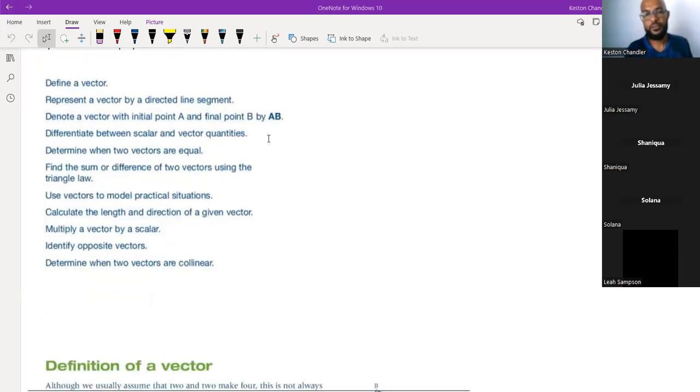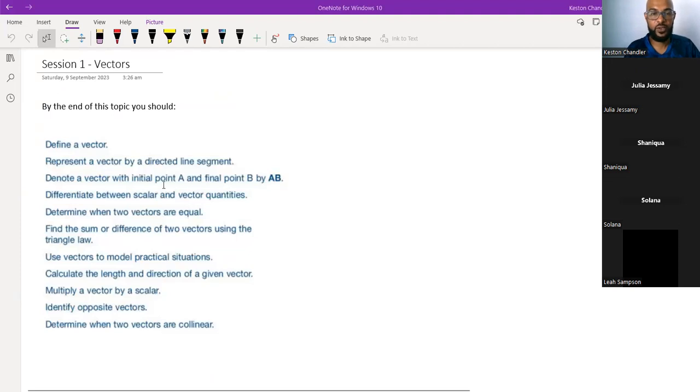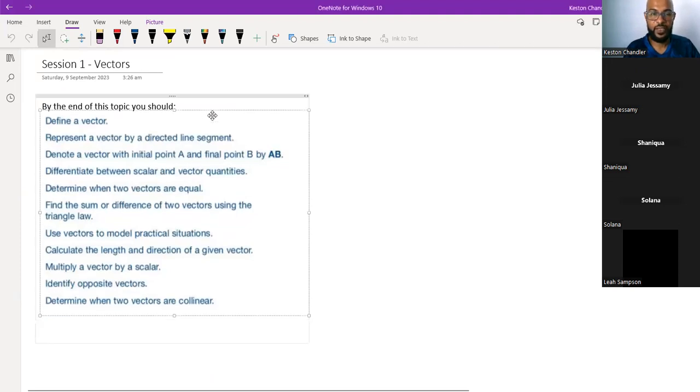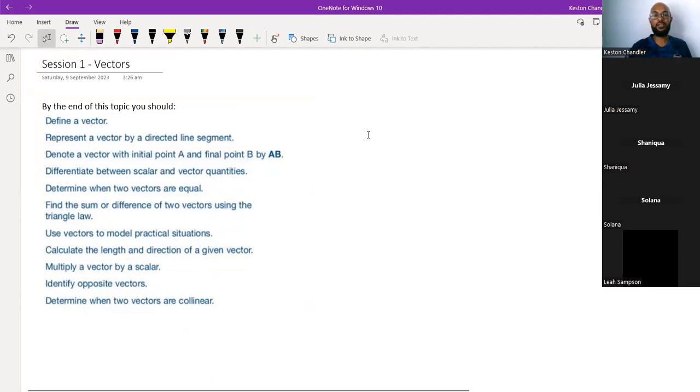Depending on the pace at which we move, these are the things that we would want to be able to do at the end of the topic. Define a vector, which we'll be looking at today. Represent vectors using line segments. Denote a vector with the initial point A to a final point B using the term AB. Differentiate between scalar and vector quantities.